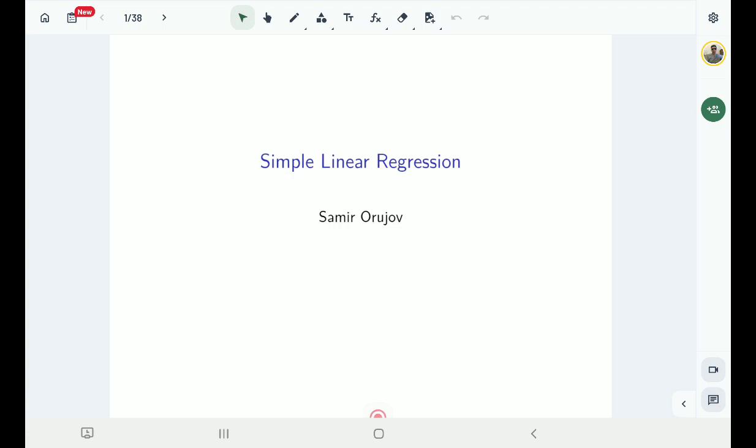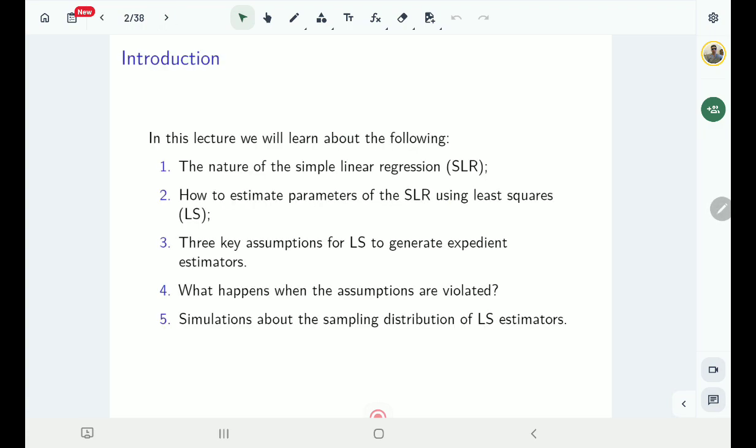We're going to talk about simple linear regression model in this lecture. So particularly we're going to focus on the following 5 points. The first one is the nature of this simple linear regression model. Second, we're going to talk about how to estimate parameters of the simple linear regression model. Then we're going to talk about 3 key assumptions that ensure that the least squares estimators are good estimators.